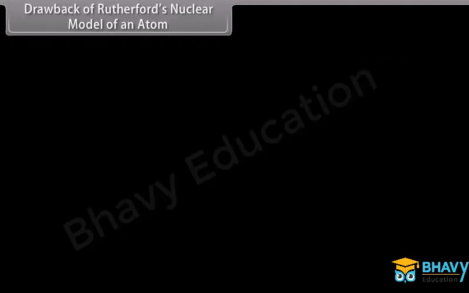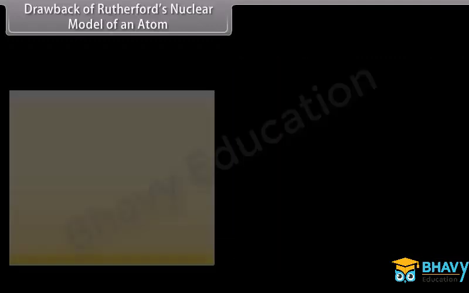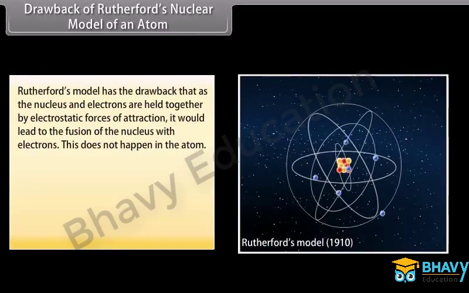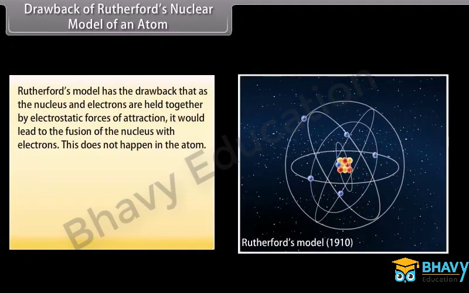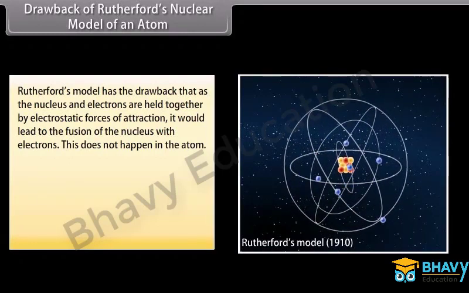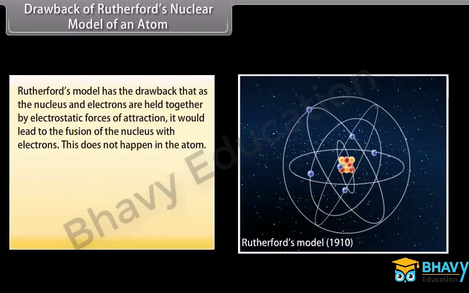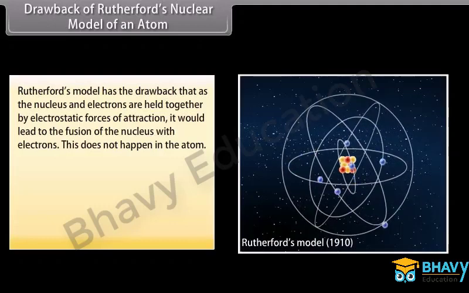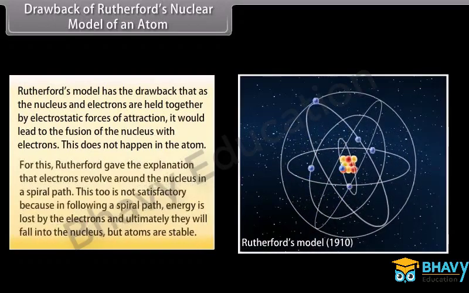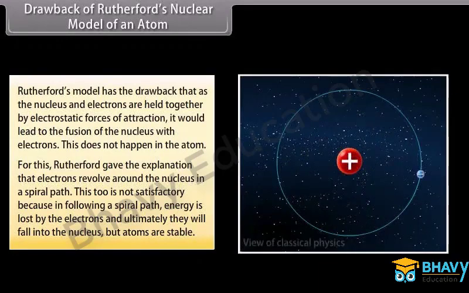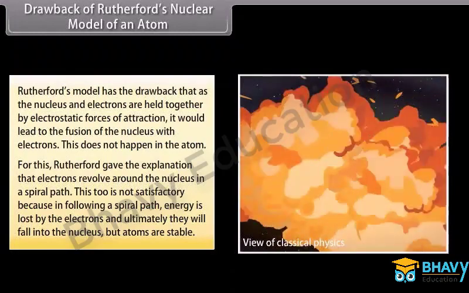Drawback of Rutherford's nuclear model of an atom. Rutherford's model has the drawback that as the nucleus and electrons are held together by electrostatic forces of attraction, it would lead to the fusion of the nucleus with electrons. This does not happen in the atom. For this, Rutherford gave the explanation that electrons revolve around the nucleus in a spiral path. This too is not satisfactory because in following a spiral path, energy is lost by the electrons and ultimately they will fall into the nucleus, but atoms are stable.